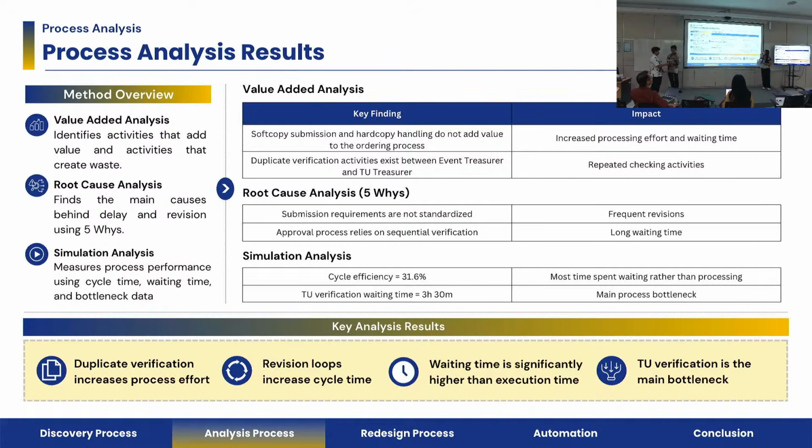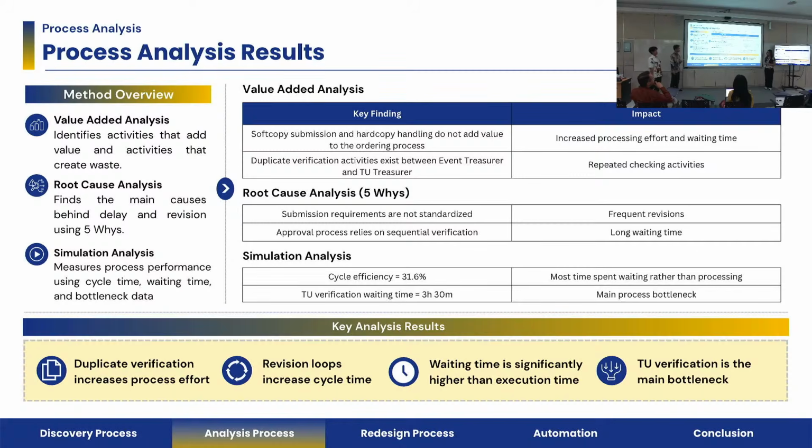Okay, so we then analyzed with 3 methods, which are value-added analysis, root cause analysis, and also simulation analysis. So the first one is value-added analysis. What we found is soft copy and hard copy submission do not add value to the ordering process at all, but instead increase processing effort and also waiting time. It also shows that duplicate verification between the event treasurer and the administrative office treasurer creates unnecessary checking. The next one is root cause analysis using the 5 whys. We found two main root causes: submission requirements are not standardized, which leads to frequent revision, and the approval process relies on sequential verification, which causes long waiting time.